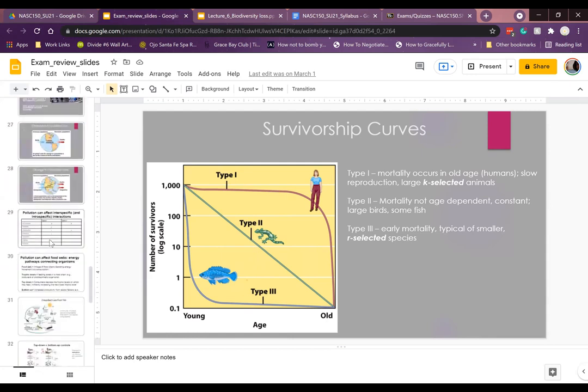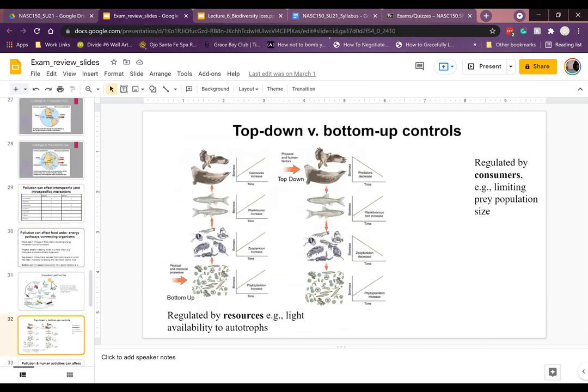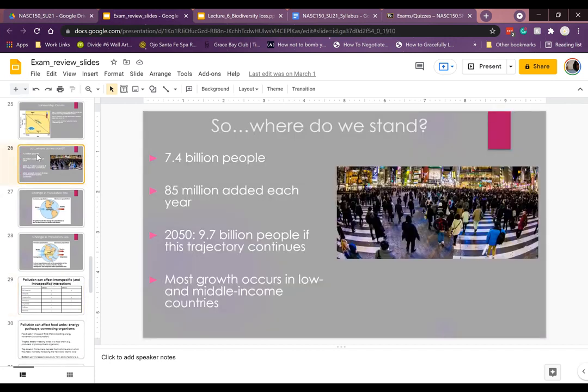I forgot to get rid of this slide. You can ignore these things just as an FYI. I realize those are there and they're not supposed to be there. Anyways, we'll get to that in a second.